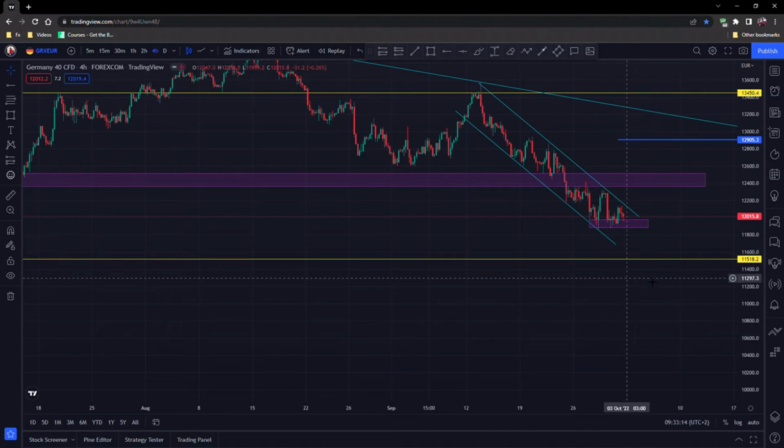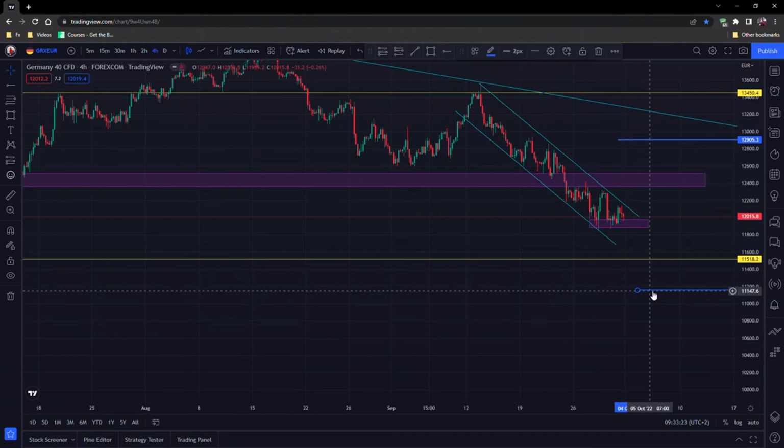If it does manage to break above that weekly low, we can expect the market to hit such lows. But yeah, we'll just be able to observe that. But yeah, that's going to be it for GER40, I mean.